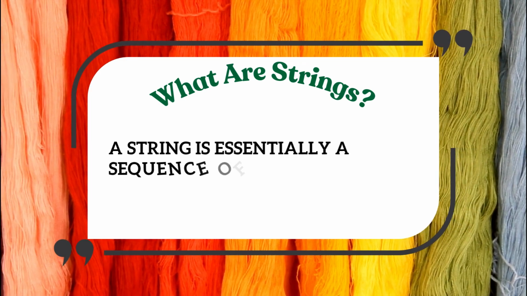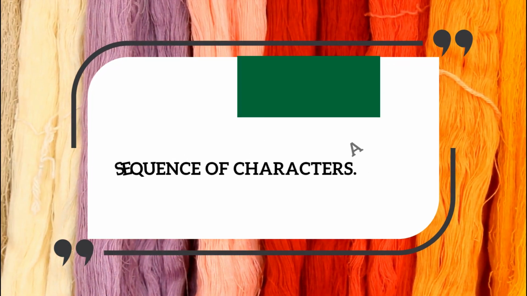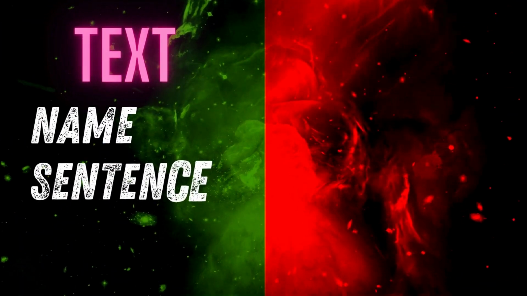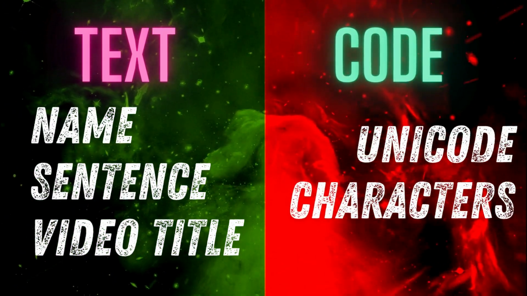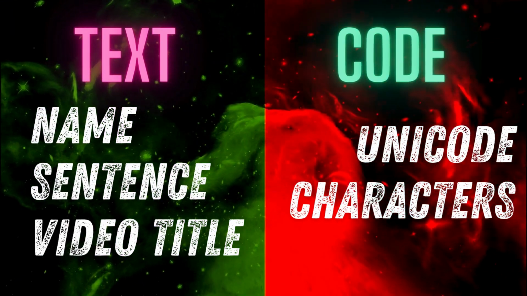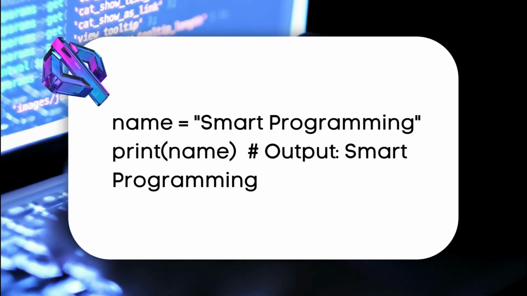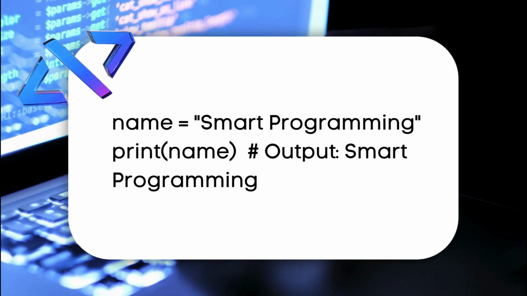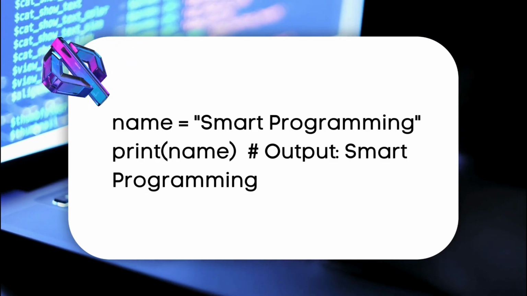So, the first aspect that we need to focus on is the question of what strings basically are. A string essentially is a sequence of characters. Think of it as two things. Number one, text: your name, a sentence, or even this lecture's title, right? And number two, code. Behind the scenes, strings are just sequences of Unicode characters. For example, as you can see in the code on the screen, we have defined name equals "smart programming". That's a string. When we print that out, it outputs smart programming, which is a string.